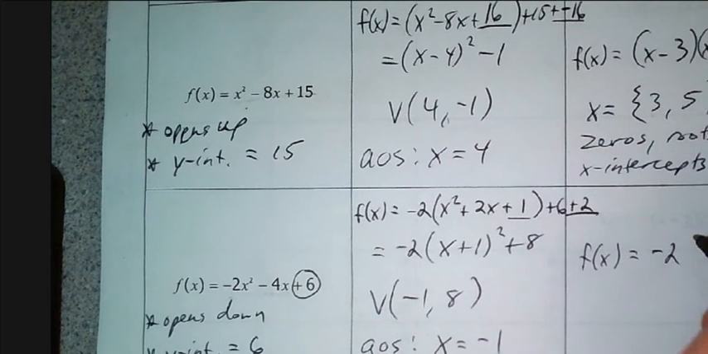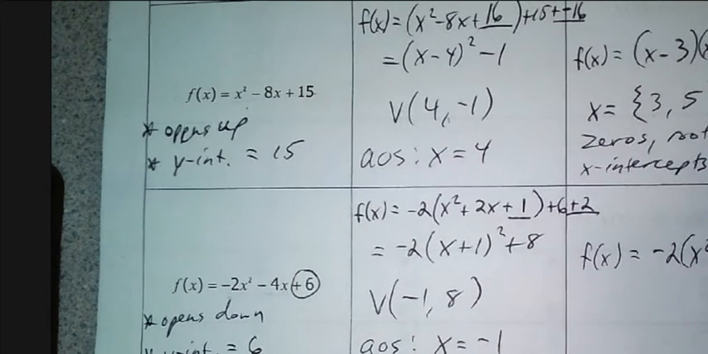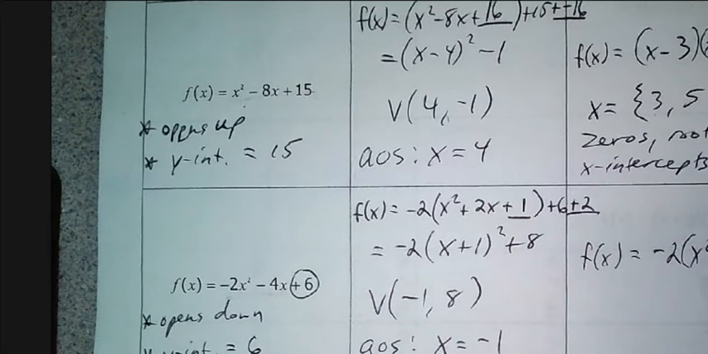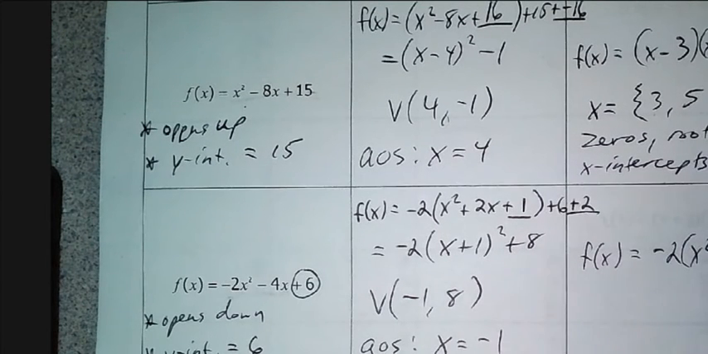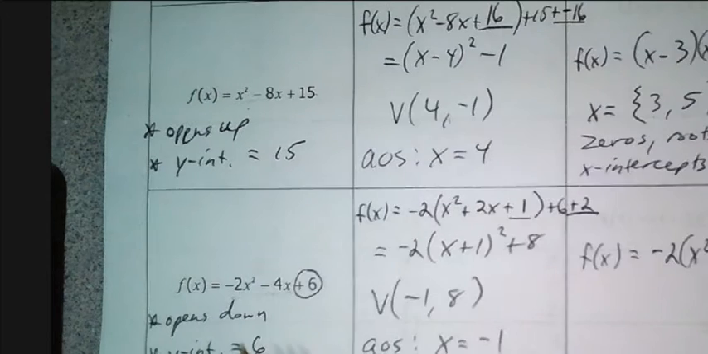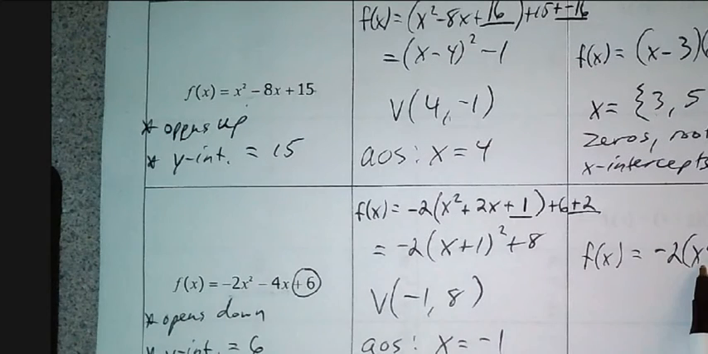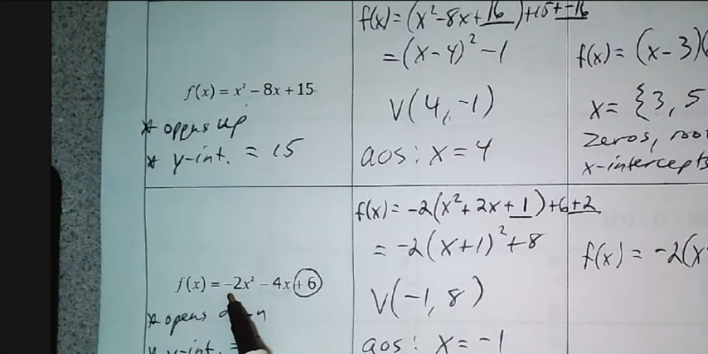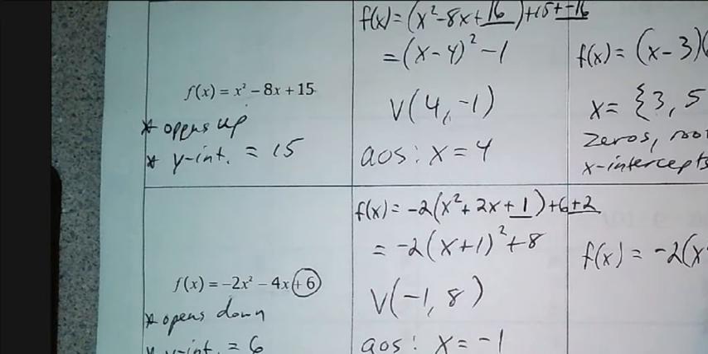That's going to leave x squared plus 2x minus 3, because I'm dividing it out. So negative 2x squared divided by negative 2 is x squared. Negative 4x divided by negative 2 is positive 2x. And then 6 divided by negative 2 is negative 3.